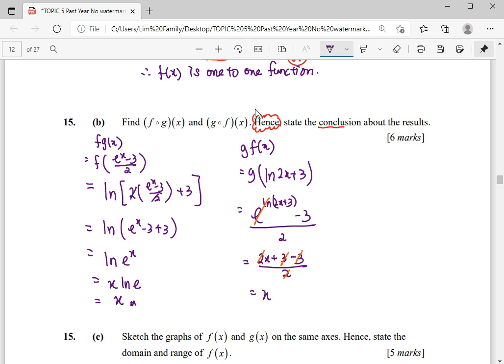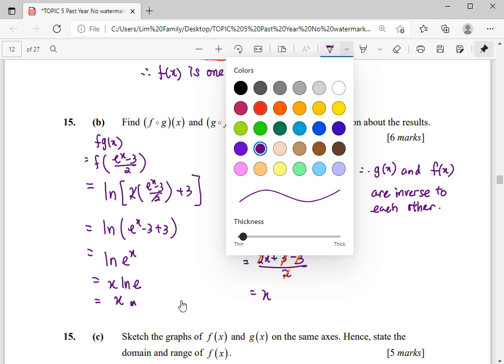We have the relationship here, an important concept. When we composite and get x, what can we conclude? These two different functions, g(x) and f(x), are inverse to each other, because their composite answer is x.